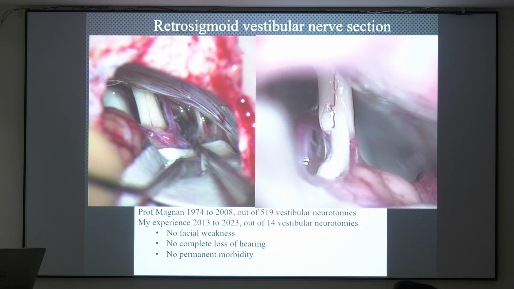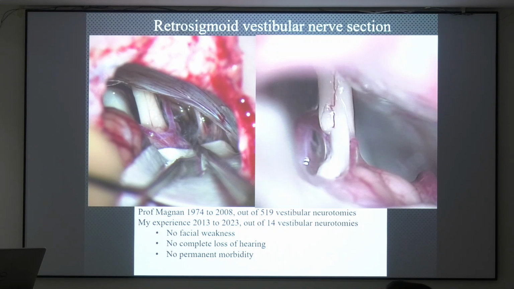The middle cranial fossa and retrolabyrinthine approaches have some more chances of hearing loss because you are very close to the vestibular labyrinthine system. Here you are nowhere close to the labyrinthine system, so the chances of hearing loss in this approach are minimal. There are some misconceptions which will come later on, but the vestibulocochlear nerve is a single nerve, as we know.